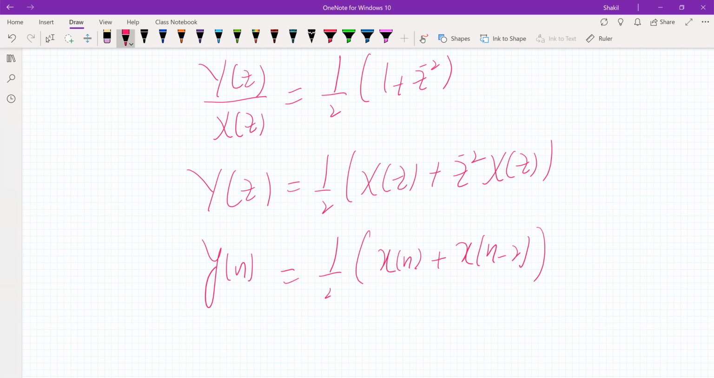Now in the next session, we will design an FIR filter, right? And we'll write the steps. What are the different steps required to design an FIR filter? All right, let me end the session here.